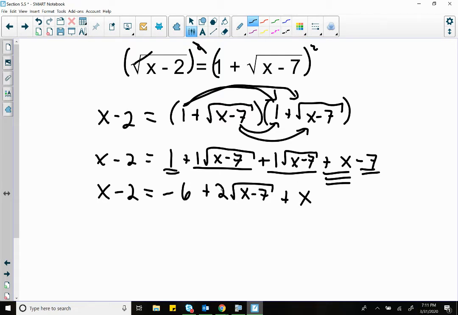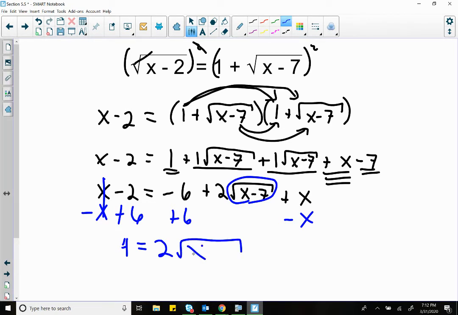I got to get rid of this multiplication of 2. All right, so let's isolate this guy right here. In order to do that, how do I get rid of a negative 6? We're going to add 6. How do I get rid of a positive x? We're going to subtract x. So what's going to happen over here? Well, the x's actually cancel each other out, and negative 2 plus 6 is 4, equal to 2 square roots of x minus 7.